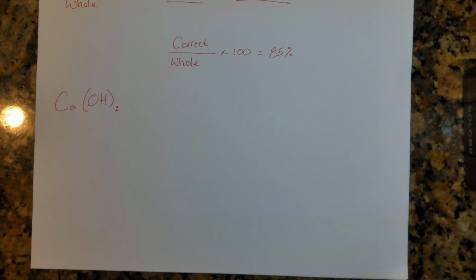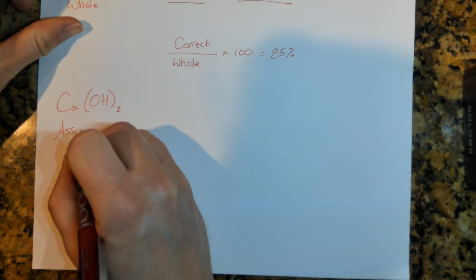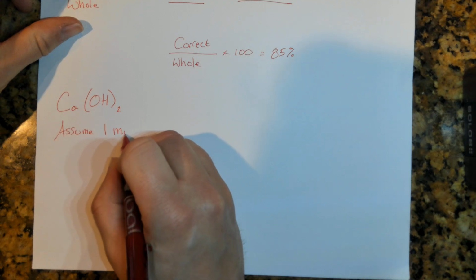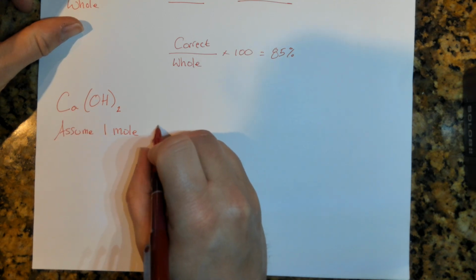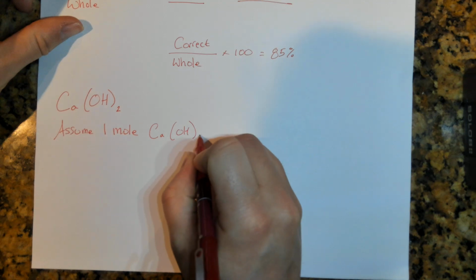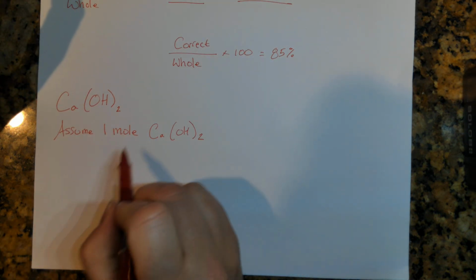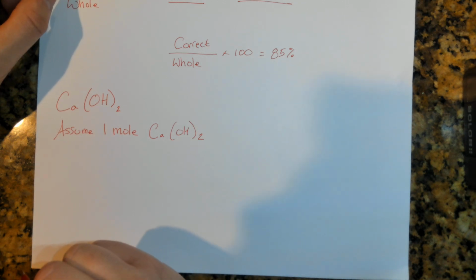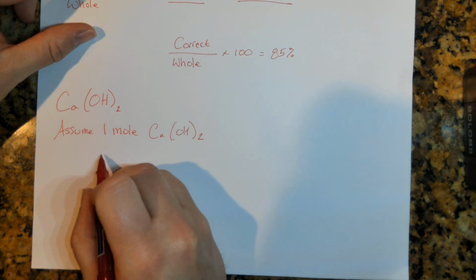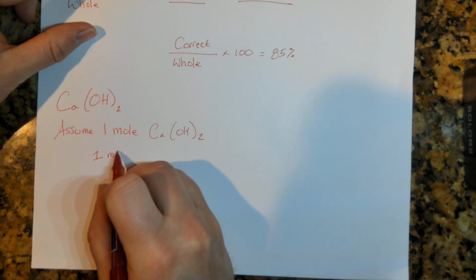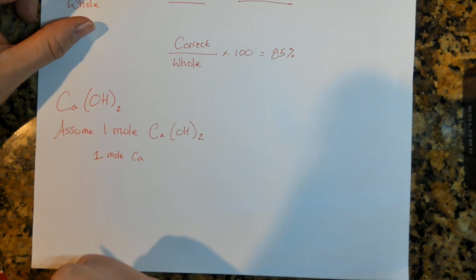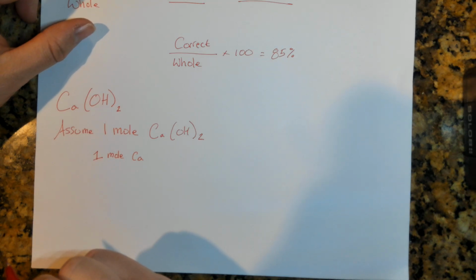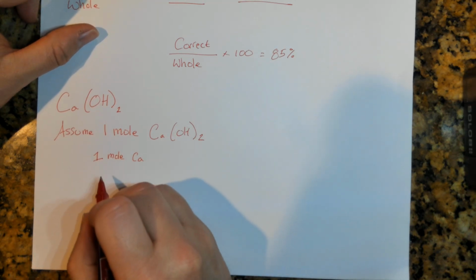Okay, so you're supposed to list the number of moles of each element above, and the molar mass of each element. So let's assume here that we have 1 mole of calcium hydroxide. In 1 mole of calcium hydroxide, how many moles of calcium do I have? You should have gotten 1 mole of calcium. How many moles of hydroxide, of oxygen and hydrogen individually?